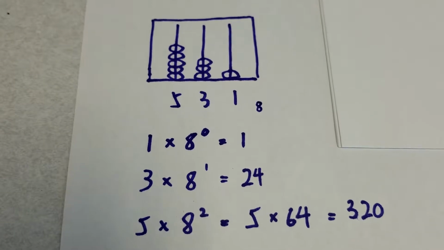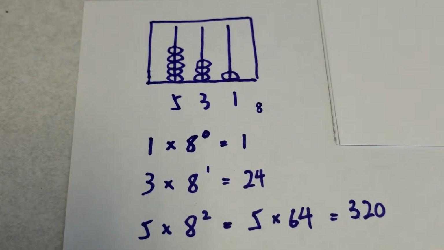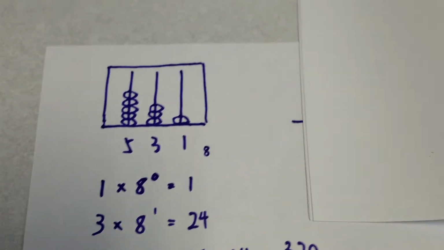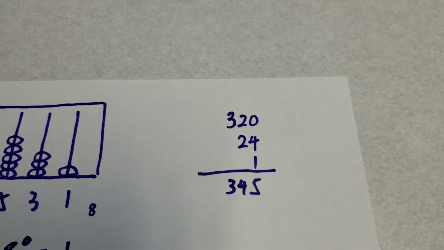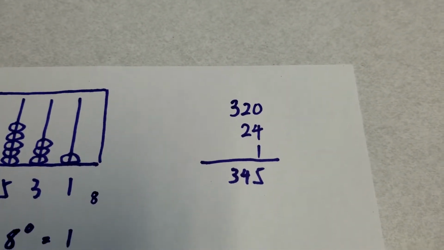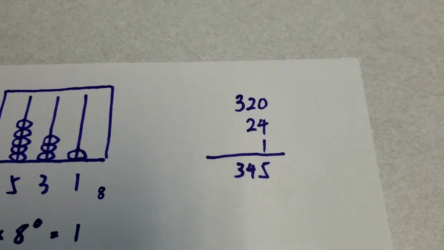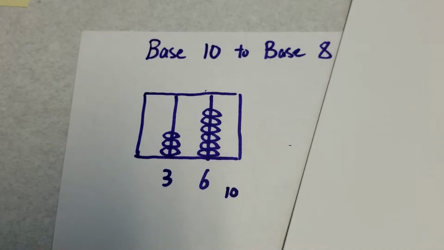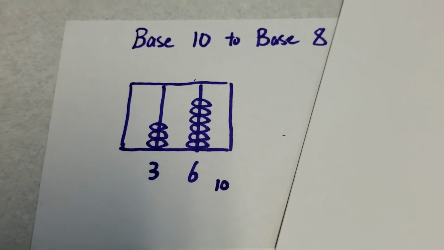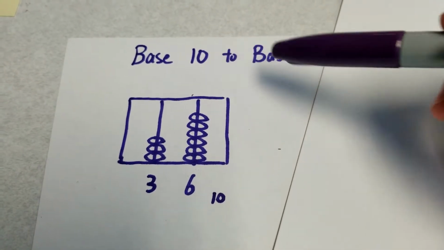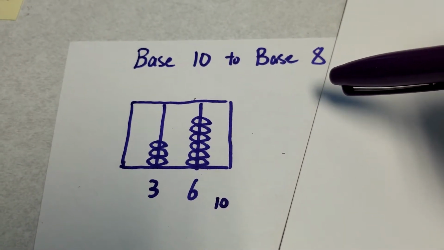And then after you get these three numbers, you add them all up. And when you add them all up, 320 plus 24 plus 1, you get 345. And that would be in base 10. Okay, now let's talk about how to convert base 10 back to base 8.